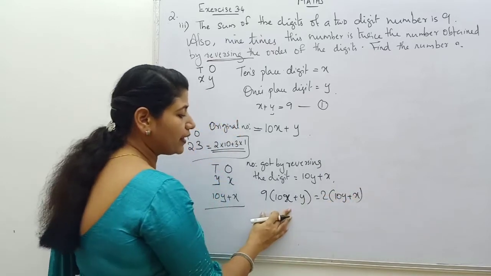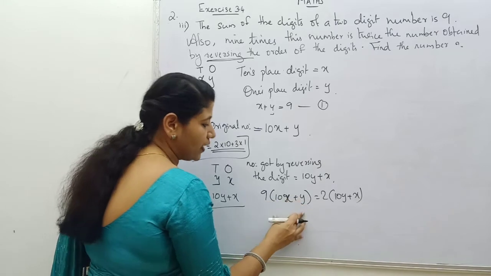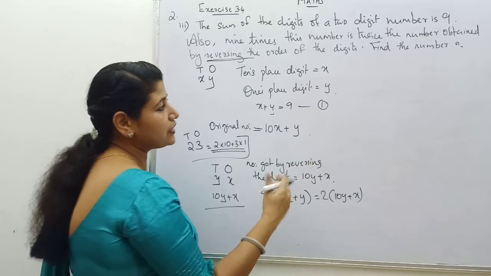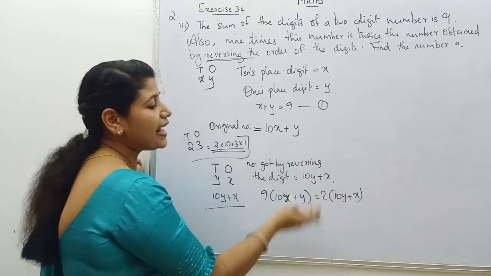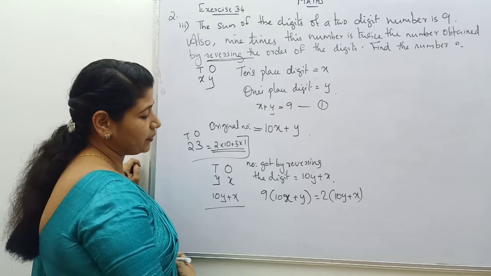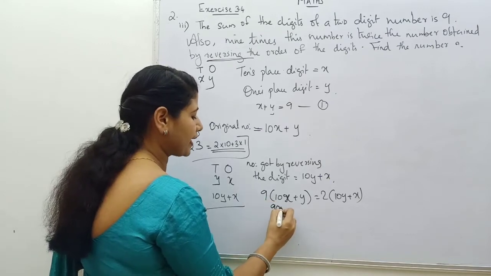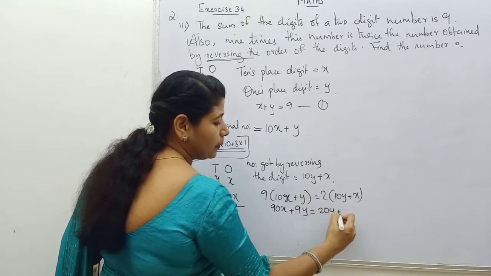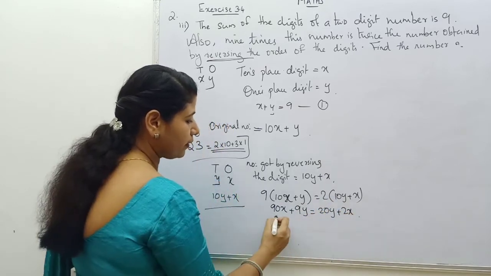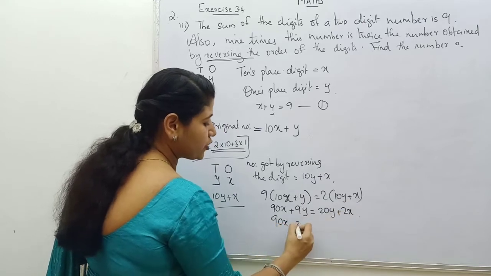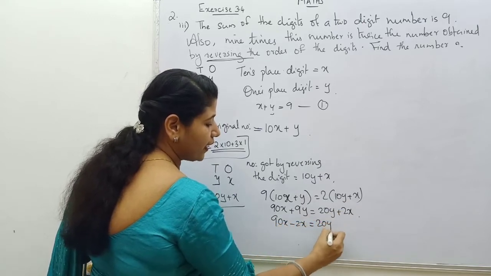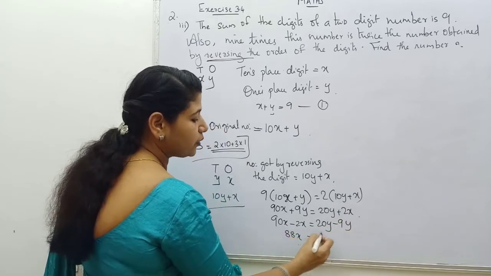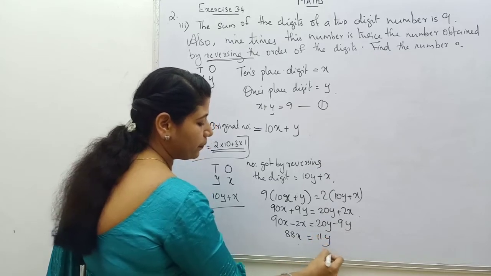So this is the original number. It's 9 times, so 9 into (10x plus y). This is equal to twice the number got by reversing the digits. Reversing the digits, you got the number as 10y plus x, and twice means 2 into (10y plus x). Rearranging: 9 into 10 is 90x plus 9 into y is 9y, and 2 into 10 is 20y plus 2 into x is 2x. So 90x minus 2x equals 20y minus 9y, isn't it? 90 minus 2 is 88x equal to 20 minus 9 is 11y.